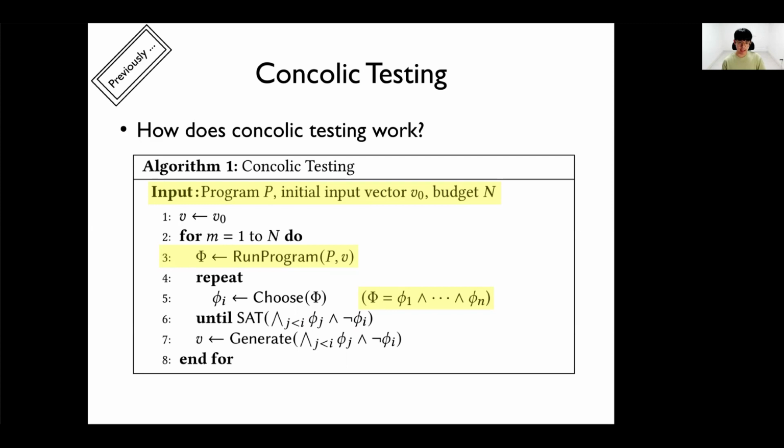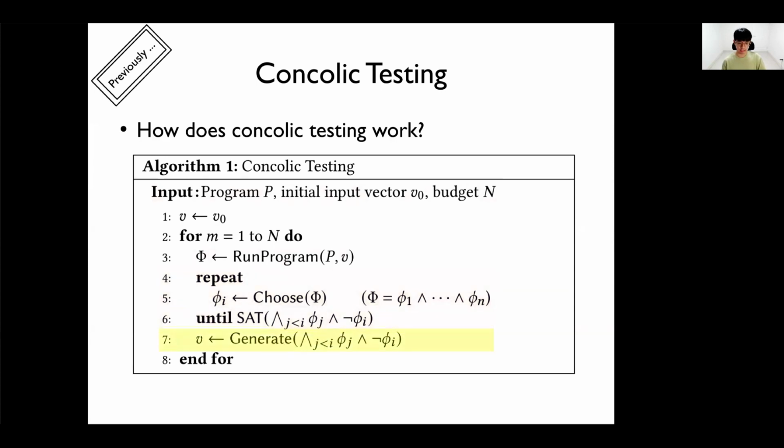At lines 4 to 6, it chooses a branch condition among candidate branch conditions in the path condition at line 5. And it feeds the prefix of the path condition with the last branch condition negated to the SMT solver. The SMT solver checks whether the prefix is satisfiable or unsatisfiable. If this formula is unsatisfiable at line 6, it selects another branch at line 5 again, feeds its prefix to the SMT solver again, and the SMT solver checks its satisfiability again. That is, this algorithm iterates until a satisfiable formula is found at lines 4 to 6.